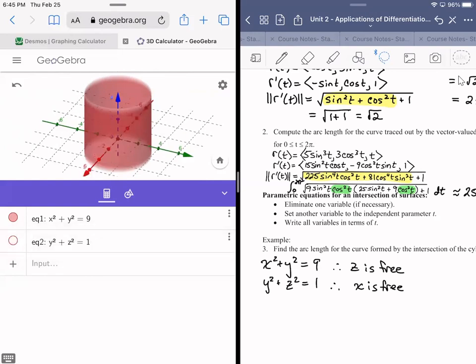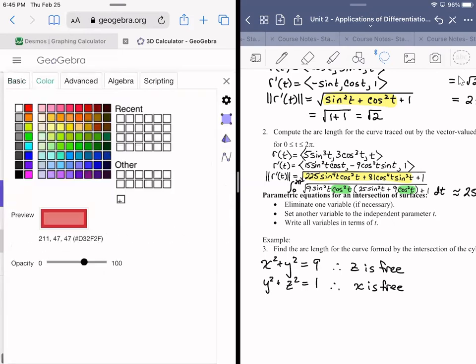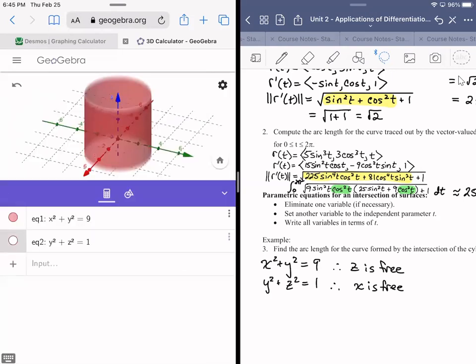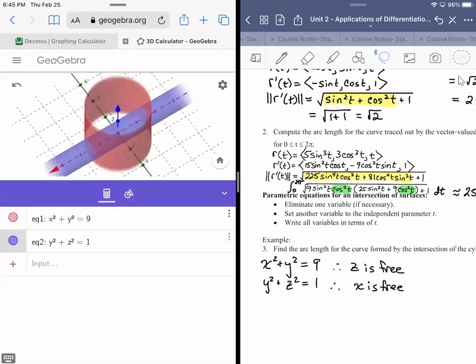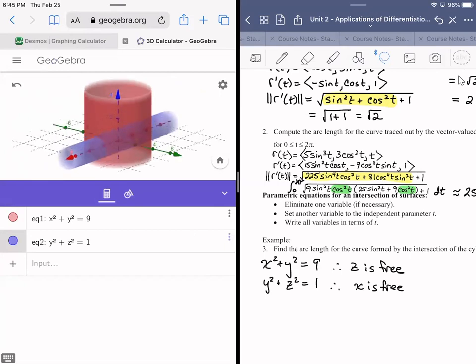I just want to see if I can change the color on one of them. I'm officially at the point where I'm getting my Desmos and GeoGebra confused with one another. But you could see here that there is the faintest shadow of an intersection between the red cylinder and the blue cylinder. If you look closely, you kind of see it there.